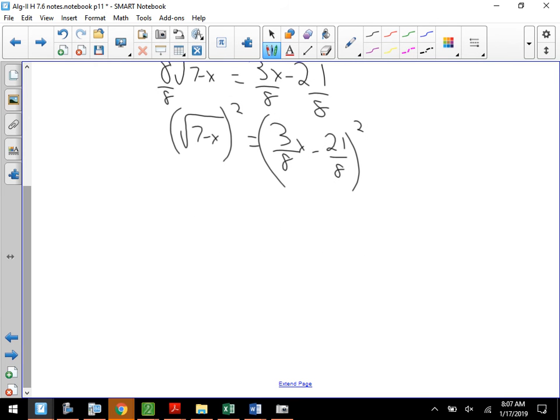This is where having a calculator will be helpful. So you still have to remember your pattern. This is a minus b quantity squared. So it's going to be the first term squared. 3 over 8, what's 3 squared? 9/64. So you have 9/64 x squared. You got to multiply the 2 together and double it.